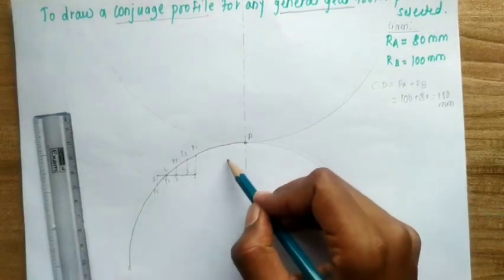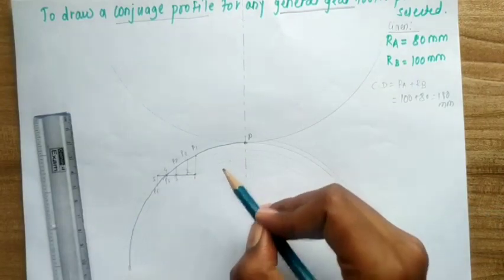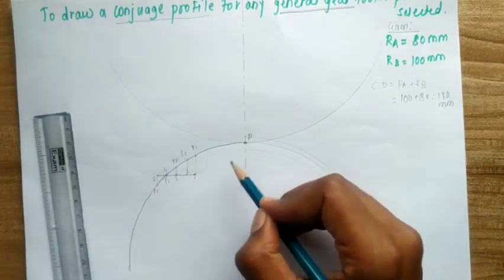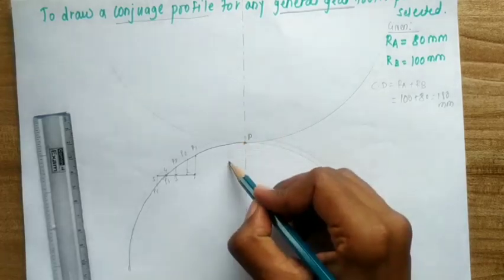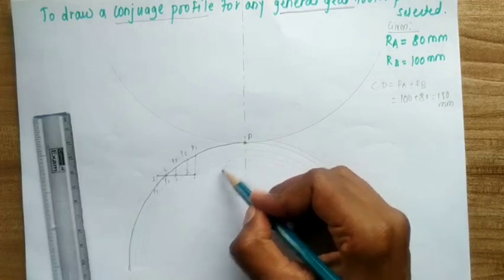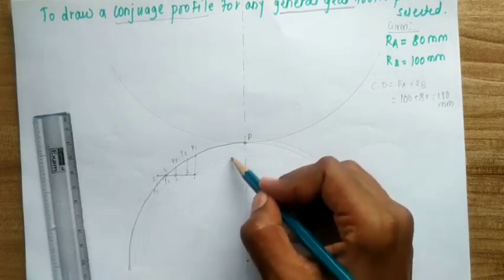So I have to find that point of contact, and I have to mark that point in such a way that it will satisfy the condition of the law of gearing. What is the condition of the law of gearing? The normal through the point of contact must pass through the pitch point. Means I know the pitch point, I have to find the point of contact.